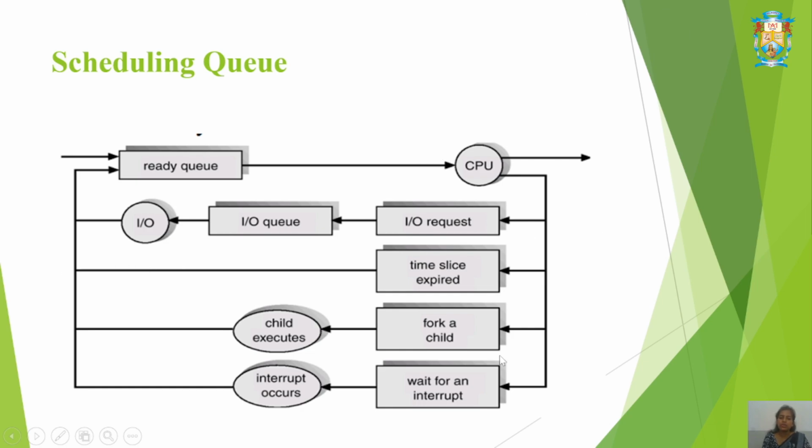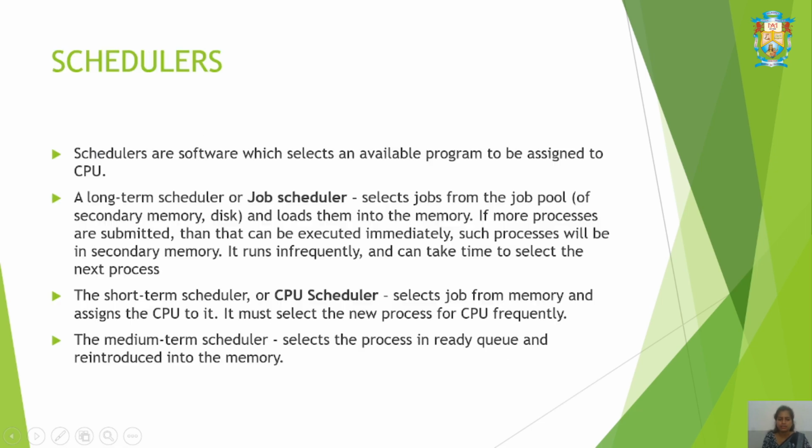And we have some more events that could occur while executing the process: time slice expiry, forking a child, or waiting for an interrupt. After performing their own operations, they go back to the ready queue so that they can be executed by the CPU later.